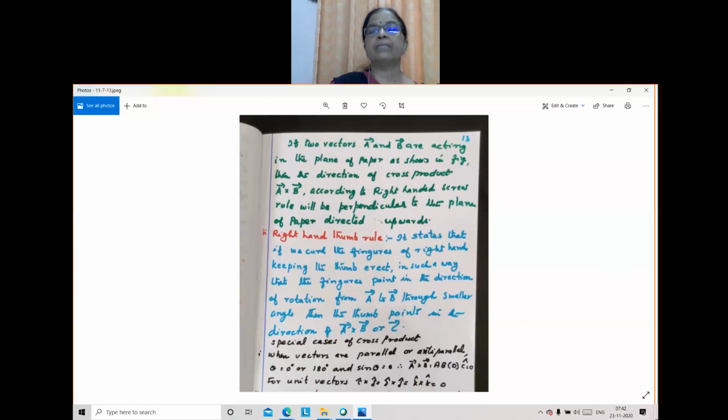If two vectors, vector A and vector B, are acting in the plane of paper as shown in figure, the direction of cross product A cross B according to the right-handed screw rule will be perpendicular to the plane of the paper and directed upwards.